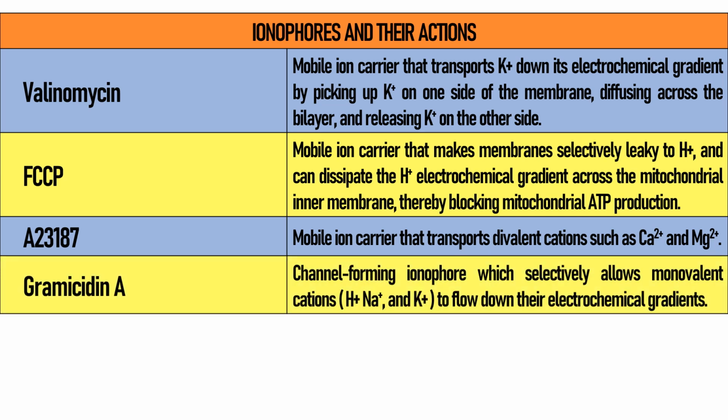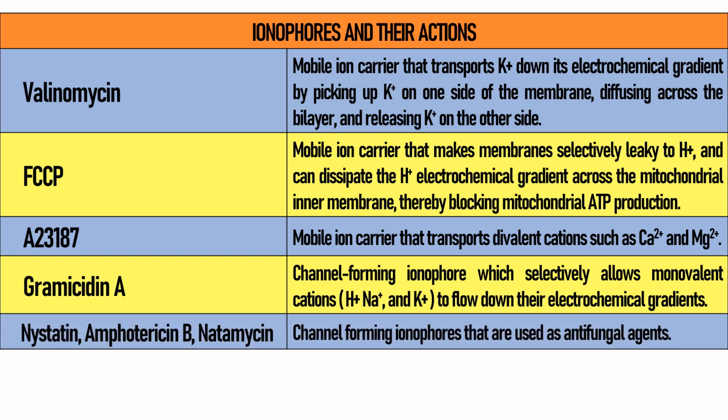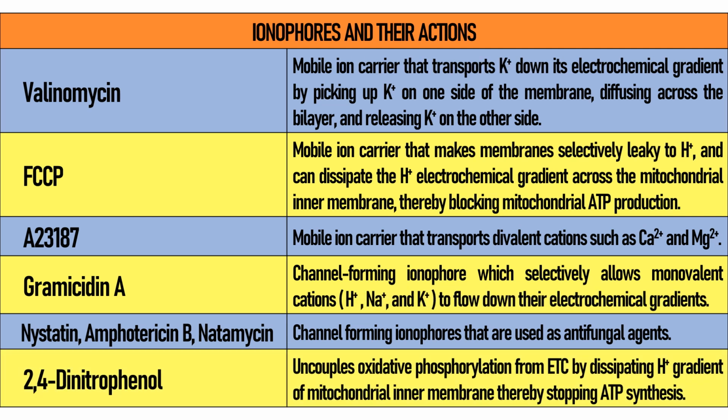Gramicidin is a channel-forming ionophore which selectively allows monovalent cations like hydrogen, potassium and sodium to flow down their electrochemical gradients. Nystatin, amphotericin B, and natamycin are channel-forming ionophores that are used as antifungal agents. 2,4-dinitrophenol uncouples oxidative phosphorylation from the ETC by dissipating the hydrogen ion gradient of the mitochondrial inner membrane, thereby stopping ATP synthesis.